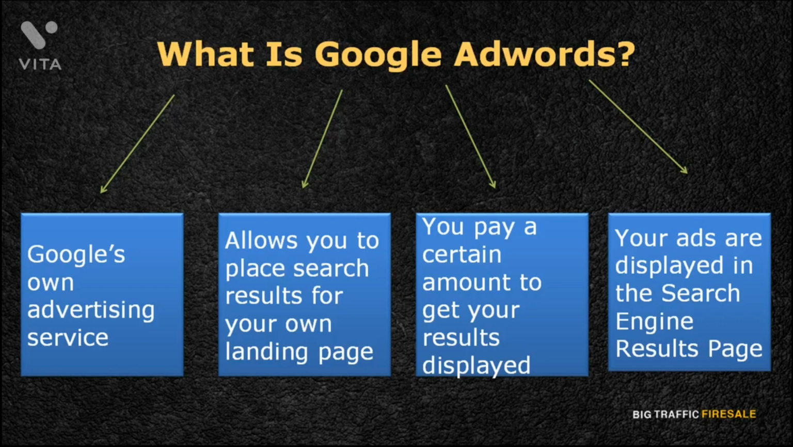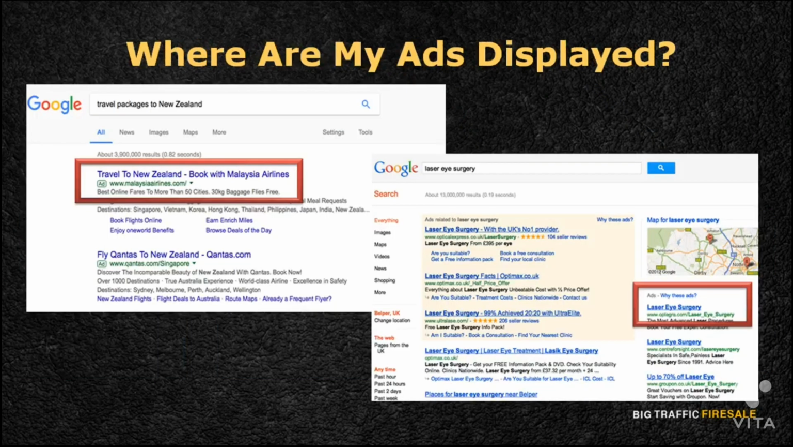Google AdWords is Google's own advertising service, which allows you to place search results for your own website or landing page. The search results for your product or service will appear on the search engine results page, the SERP, which you would have to pay a certain amount to get your results displayed. For some of you who are still new to the internet marketing scene, Google AdWords is one of the easiest and practical ways to generate traffic to your landing page. Contrary to popular belief, the steps are actually quite simple and are not as pricey as some may perceive it to be.